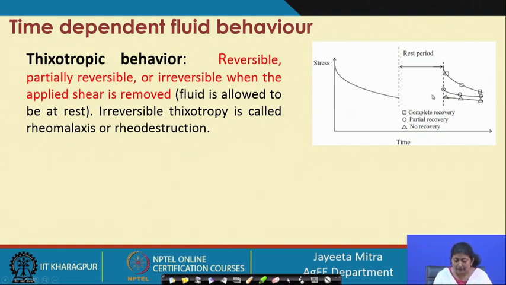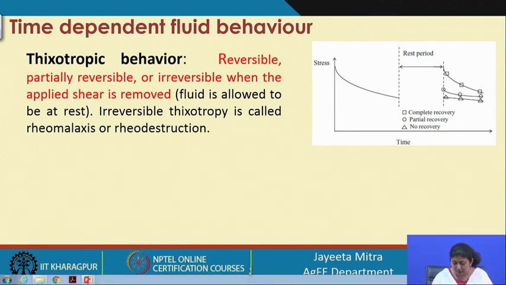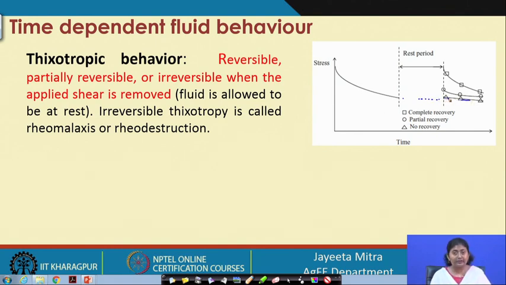Some material can completely recover if the shear is removed, and those are called reversible. Some may partially gain the initial structure, and those are called partially reversible thixotropic behavior. And some material cannot regain at all. So, whenever we again apply shear, they will start from the point where they had already reached in the stress condition. So, these are the natures.